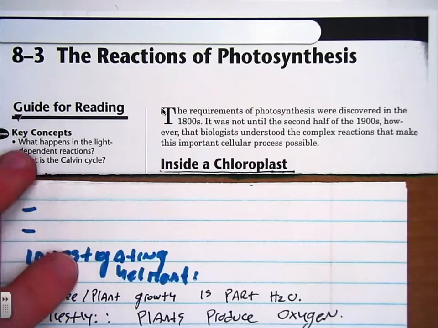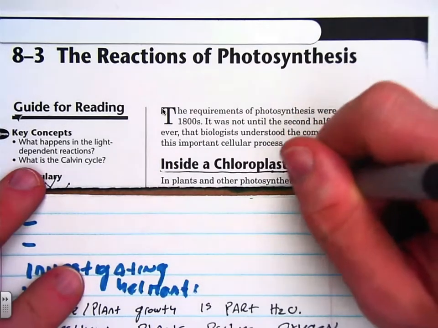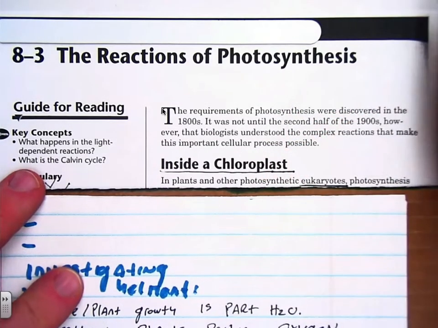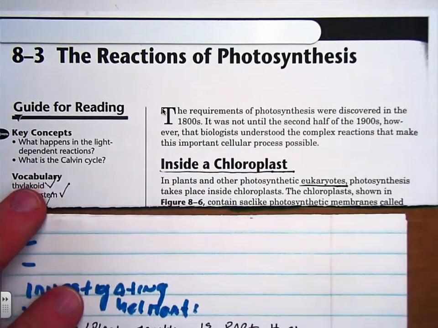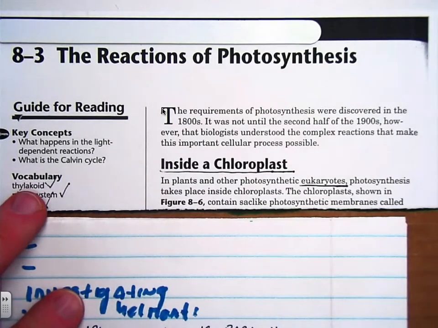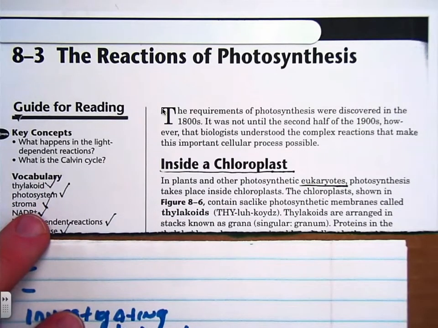Inside a chloroplast. In plants and other photosynthetic eukaryotes, remember that one? That's a cell with a nucleus. Photosynthesis takes place inside chloroplasts. The chloroplast, shown in figure 8.6, contains sac-like photosynthetic membranes called thylakoids. Thylakoids are arranged in stacks known as grana.